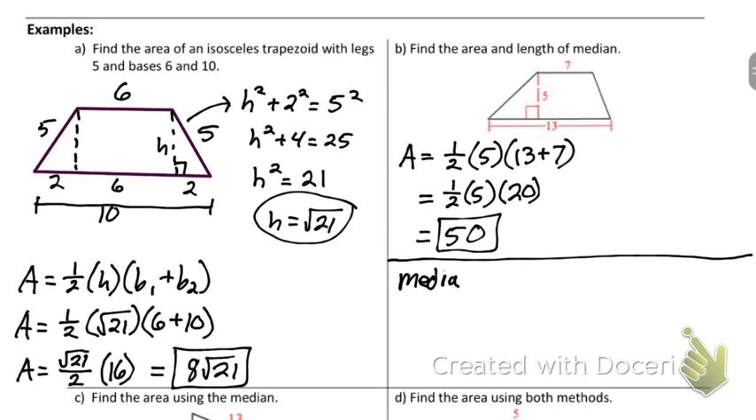Our median is just half of our base 1 plus our base 2. So our median is going to equal 10. Just a reminder, a median is that line that goes right smack through the middle. So this line would be 10.